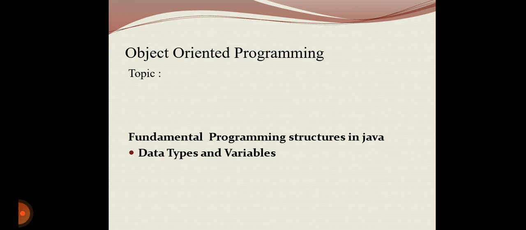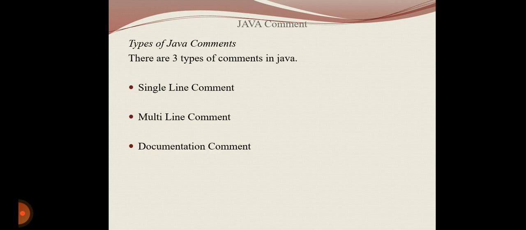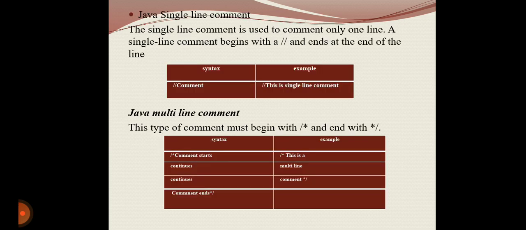Okay, and here we have three different types of comments: single line comment, multi-line comment and documentation comment. First we will see the single line comment. This comment is only for a single line. It begins with a double slash, as they have given here, and ends at that particular line. It cannot go to the next line. So a double slash is the single line comment.